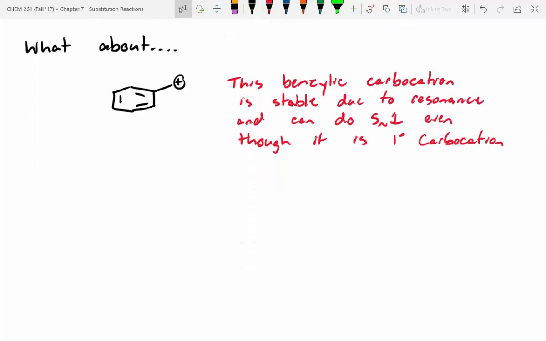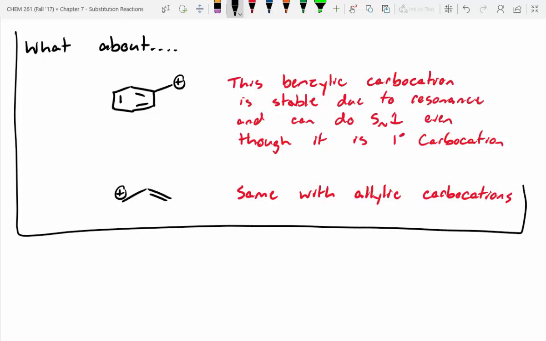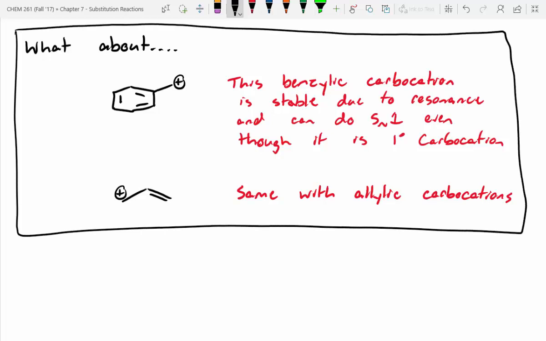There's also another one that you might occasionally see both in your textbook and on Sapling. Again, this looks like a primary carbocation. You can make the argument primary carbocations don't like to do Sn1 because they're unstable, but this one also has resonance, right? And these are called allylic carbocations. So these tend to do Sn1 because they are resonance stabilized carbocationic intermediates. Make sense?